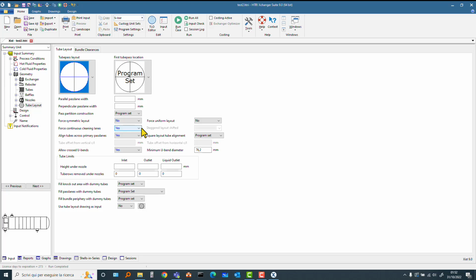Force continuous cleaning lanes, this is probably necessary, because if one has fixed a square pitch, this probably means that cleaning on the outside of the bundle is necessary, but before making this cleaning, it's necessary to have continuous cleaning lanes. Align tubes across primary pass lanes is also required, always because of the cleaning on the shell side.